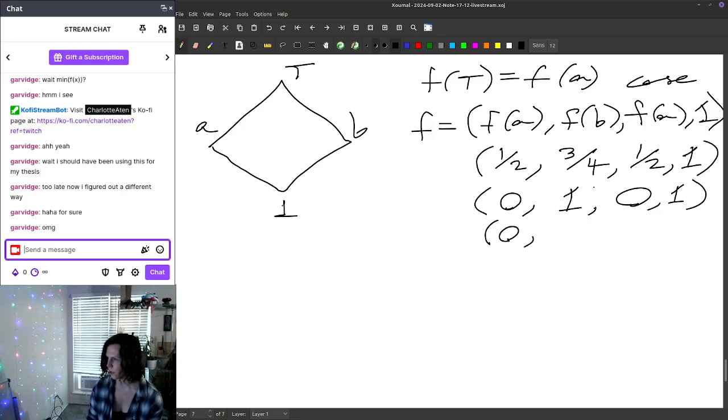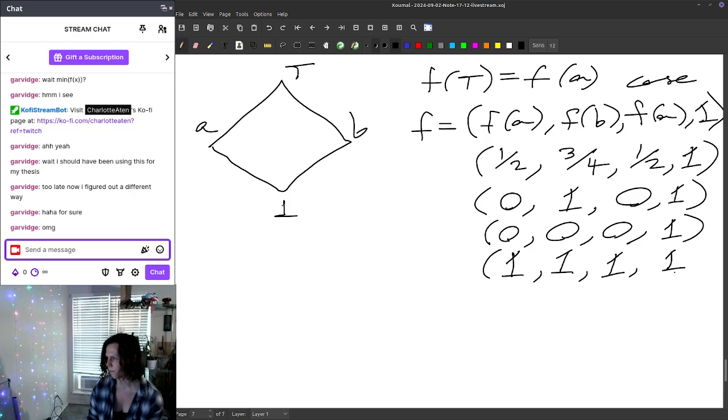Or I could have chosen f of b to be as small as 0 and gotten that. Or, let's see, for instance, I could choose f of a to be as big as 1, and then this would have to be 1, and then this would have to be 1, and everything is 1. But, okay.